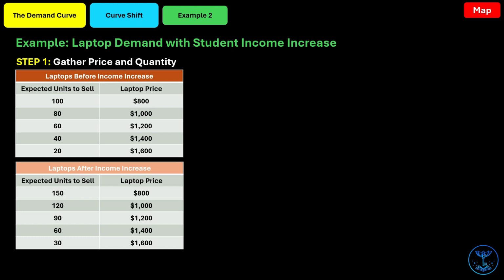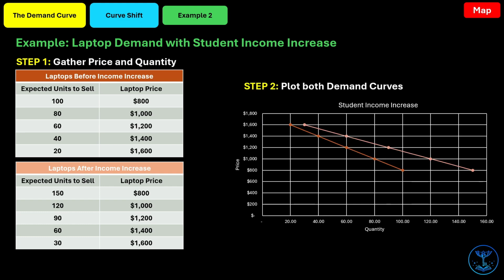So for $1,000, we can expect to sell 120 units compared to 80 before. So this brings us to step 2, which is to plot both demand curves. You can see on the curve, the darker orange is our demand curve for laptops before the income increase, and the lighter orange is the demand curve for laptops after the income increase. You can visualize the shift in the demand curve, and this is just a good and simple example of how the demand curve can shift with income.